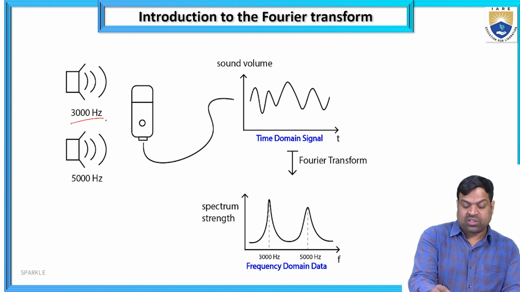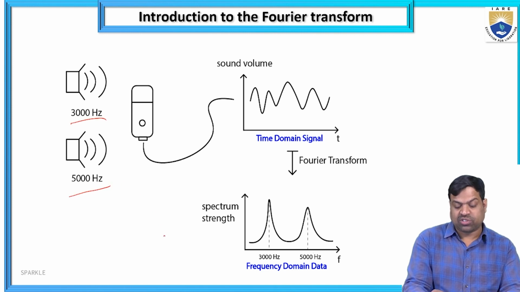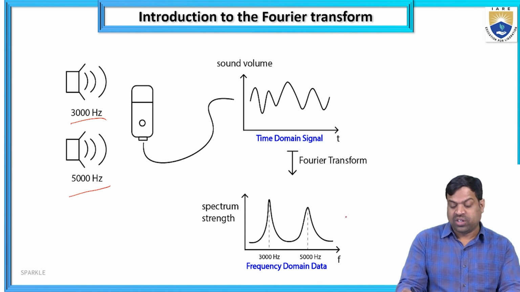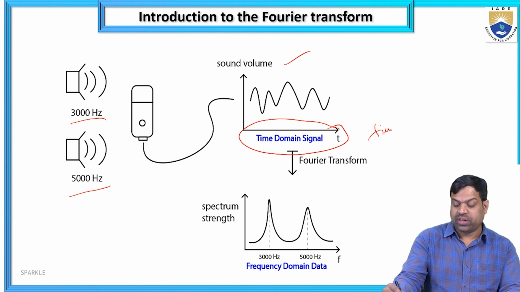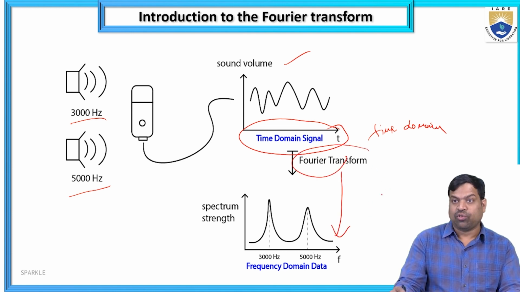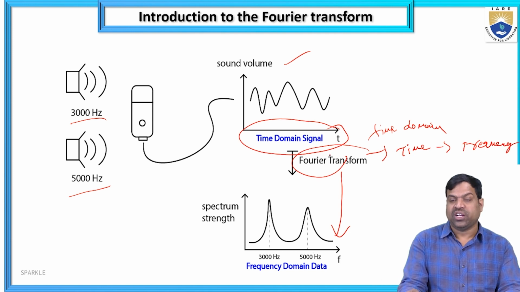Suppose I am taking two input functions, that is 3000 Hz and 5000 Hz as the inputs, and these signals are converted to the output. It is converted to the sound value, that means I am converting the time domain into the frequency domain. So what is the use of Fourier transform? Here the input is a time domain signal, I am converting it to the frequency domain. How is it possible? Here I am applying the Fourier transform.